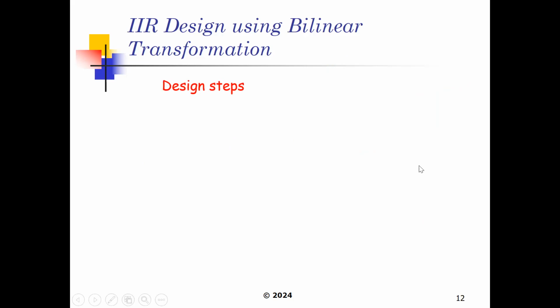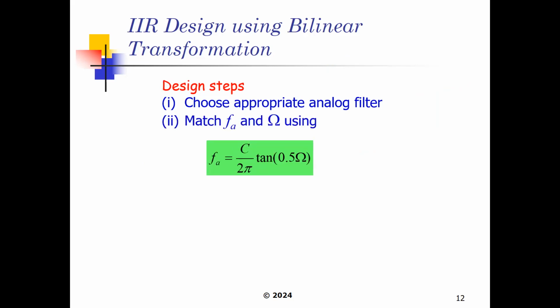Right. So the design steps, like we did before, you get an appropriate analog filter. Then you match FA and omega. Remember, you have an analog filter whose cutoff frequency is FA. Omega is what I want. So I have a digital filter, let's say, with the cutoff frequency equal to some FC.